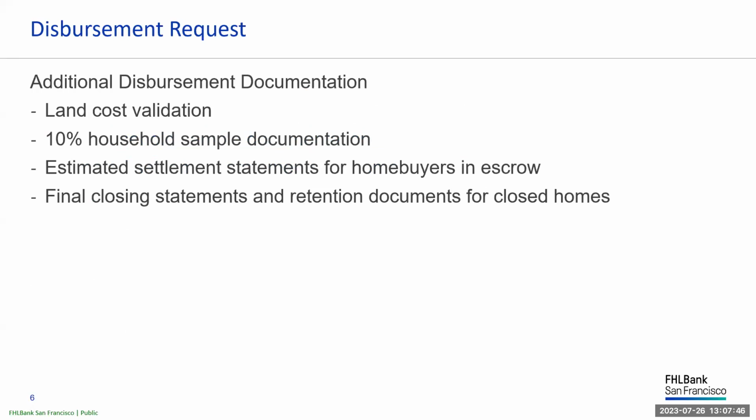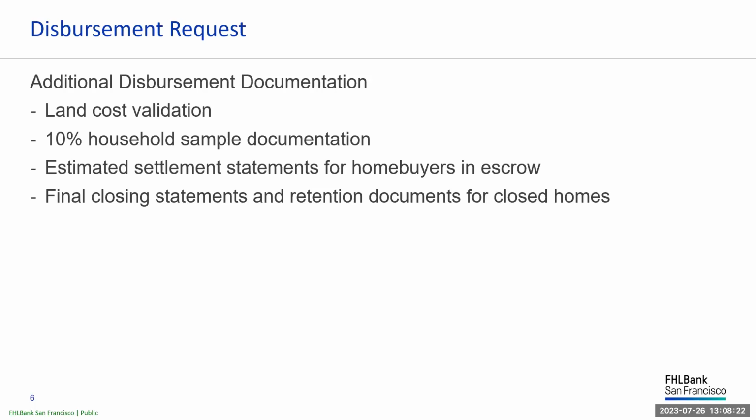Okay, so now let's go over the information that will be requested at disbursement. For all projects, documentation validating the land cost is required if it was not previously submitted at application. A completed signed HIQW, which stands for Household Income Qualification Workbook, and backup income documentation will be required for 10% of all homeowners in the project. For projects with only 2 units, documentation will be collected for both units.